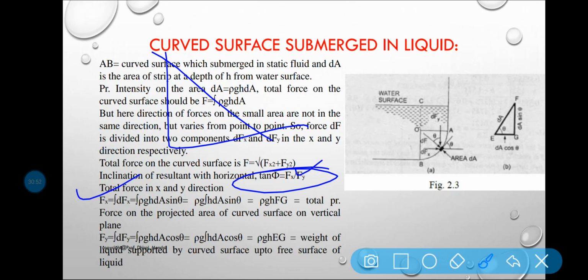And Fx is equal to what? Integration of dFx is equal to integration of rho g h dA into sine theta. So ultimately rho g h into Fg is the total pressure force on the projected area of the curved surface on the vertical plane.